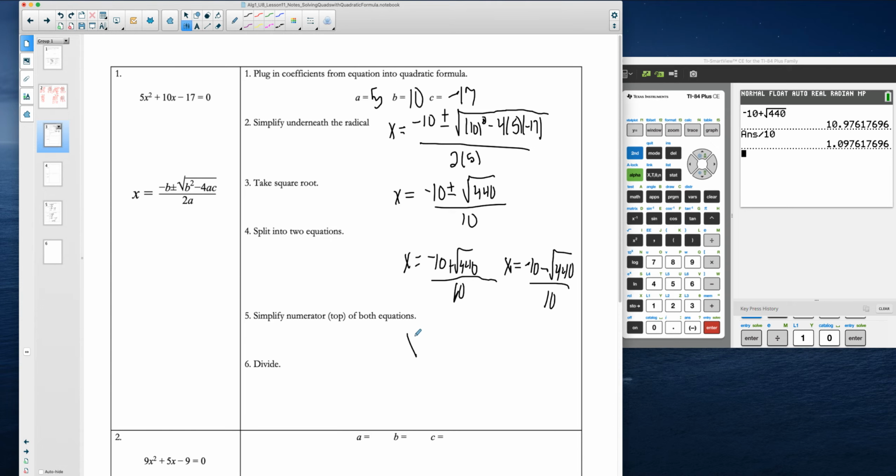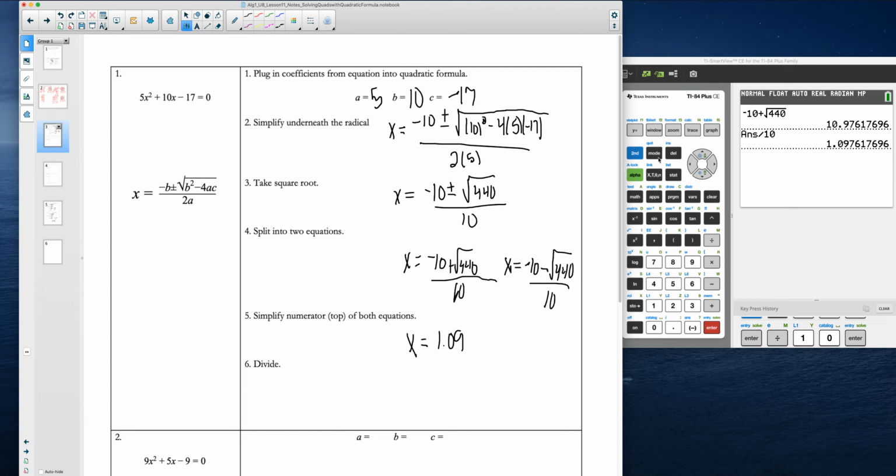So our first solution is x equals, and I'm going to go to two decimal places here, 1.09. So there's our first intercept, and you can see that's not an integer answer. It's not a rational answer. It's not like 2 or 3 or something like that. So this is why we need the quadratic formula.